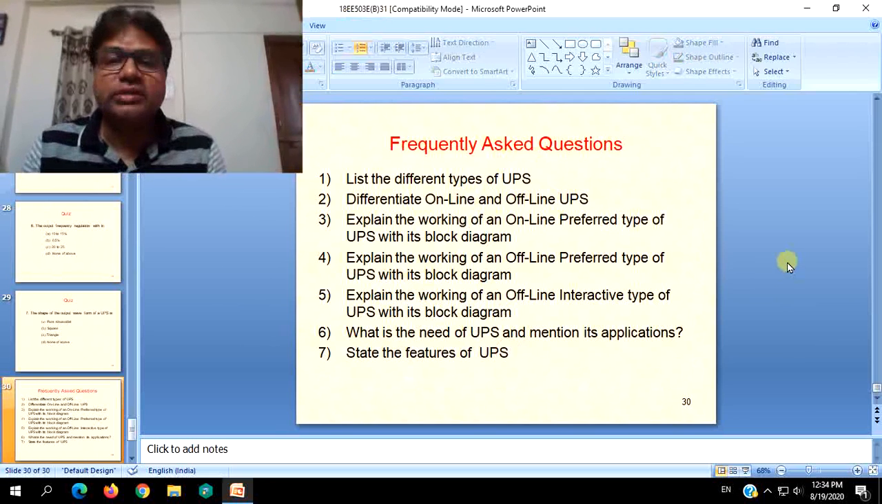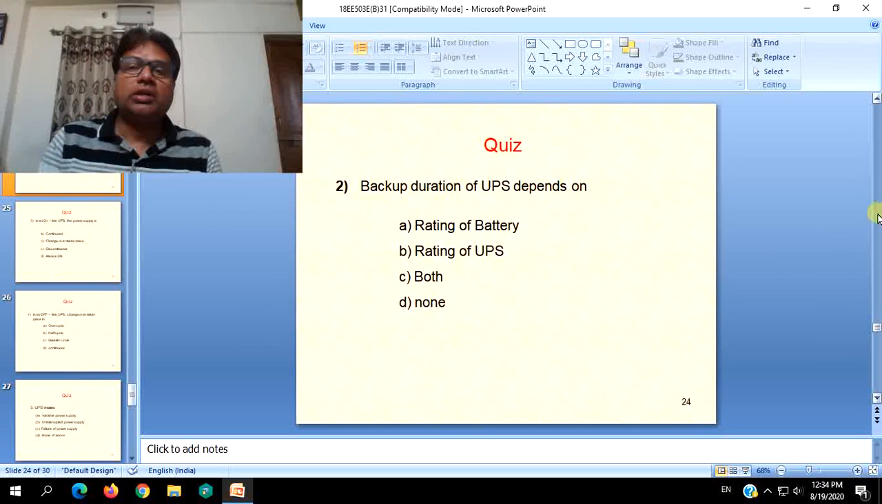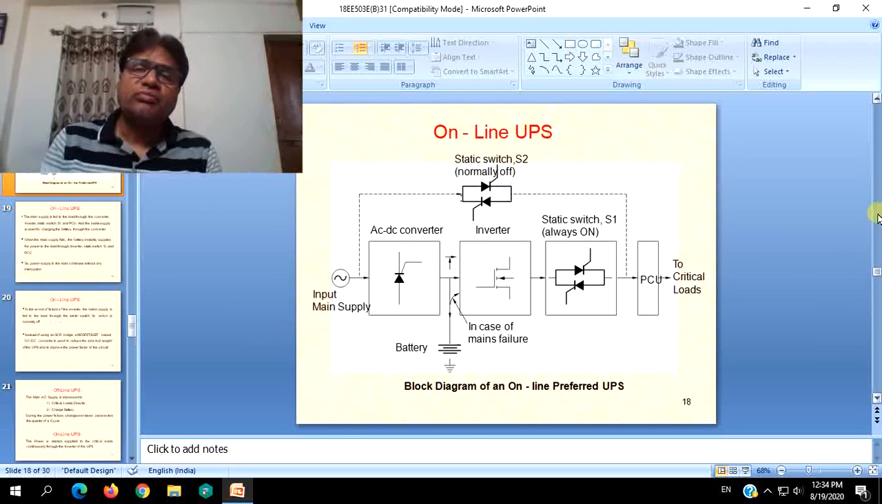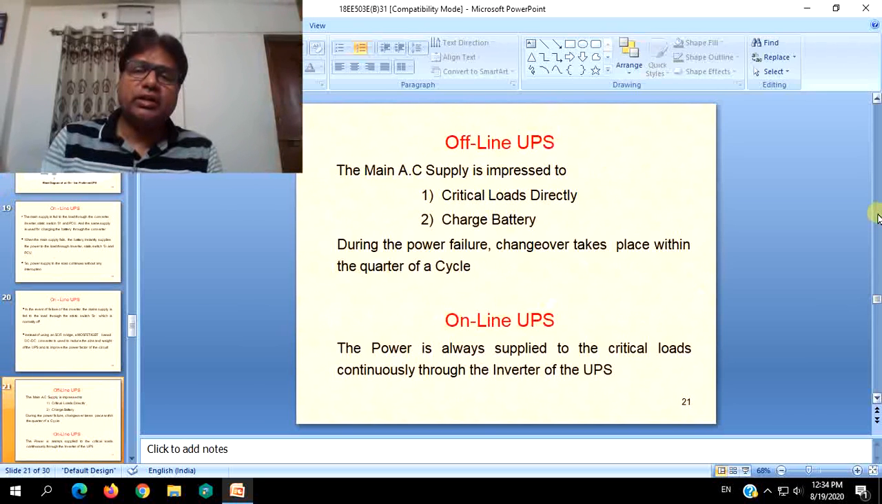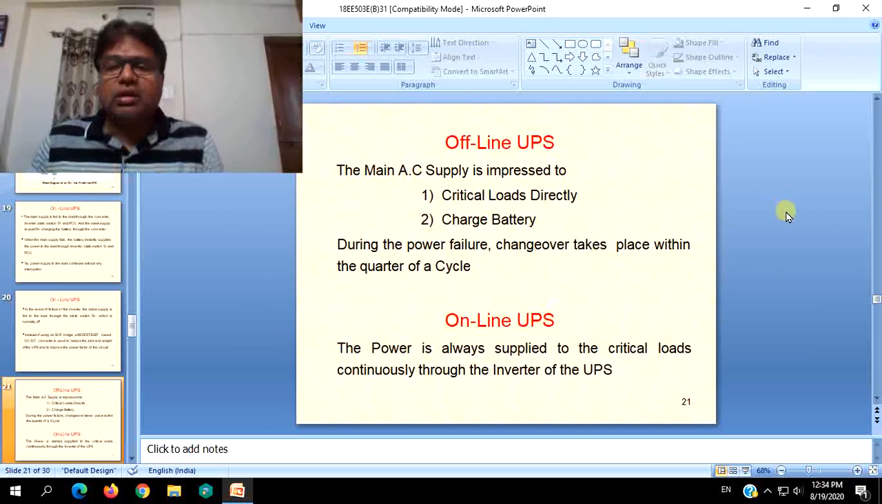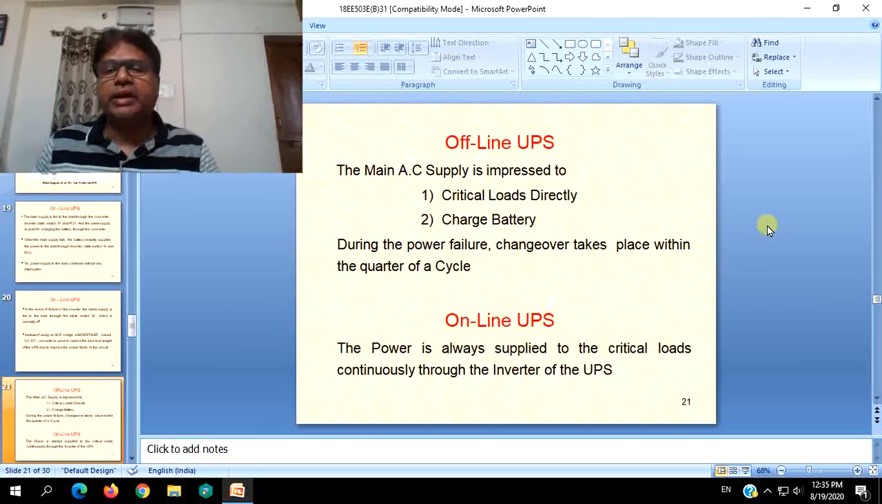So these are the things which we have discussed in terms of UPS or uninterrupted power supplies, which are primarily used to supply critical loads. So that is all for this session, and we will be continuing our discussion furthermore on how to design a UPS and choose different batteries for different purposes of UPS and the loads.